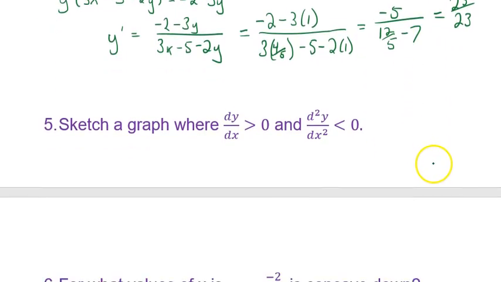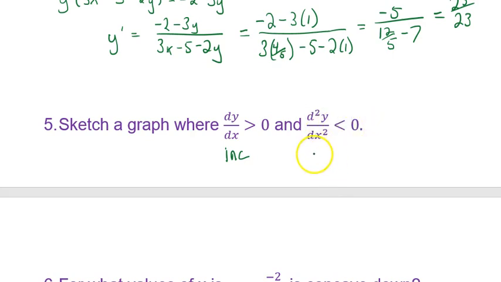Number 5, we're going to sketch a graph where dy over dx is greater than 0. So dy over dx is your derivative. Derivative being greater than 0 means the derivative is positive, so the graph is increasing. And then d squared y over dx squared is your second derivative, and that is less than 0, so that's another way of saying negative.